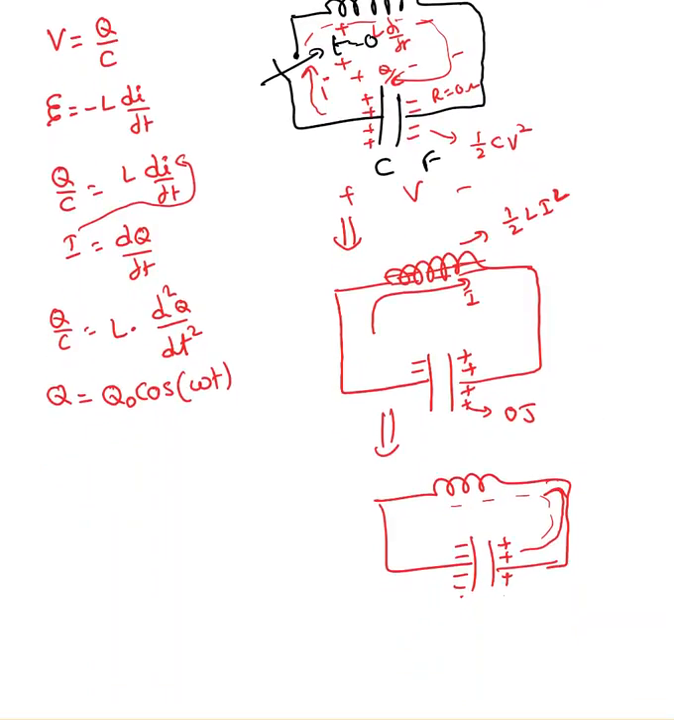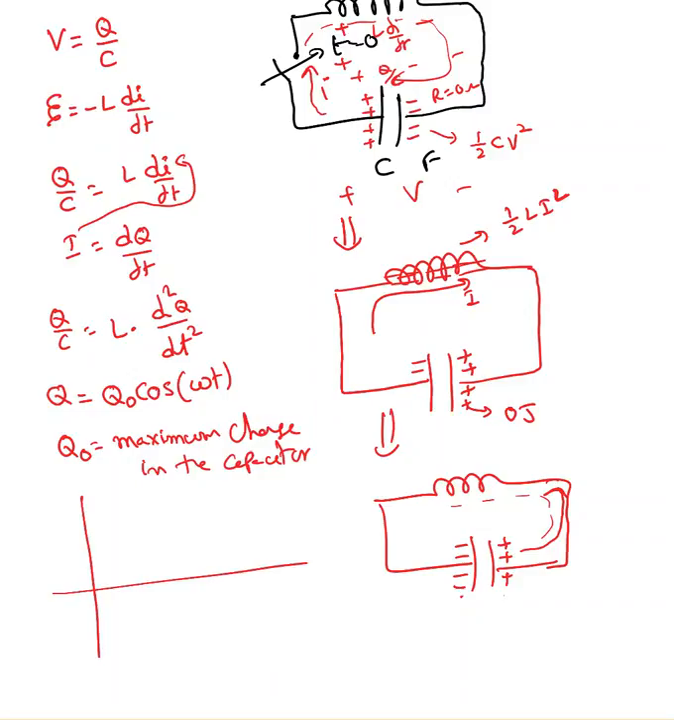So what is going on? Why am I representing this as q equal to q naught cos omega t? Here q naught equals the maximum charge in the capacitor. Initially, if you remember, across the capacitor I have maximum charge. Once I turn on the switch, that charge is discharged.